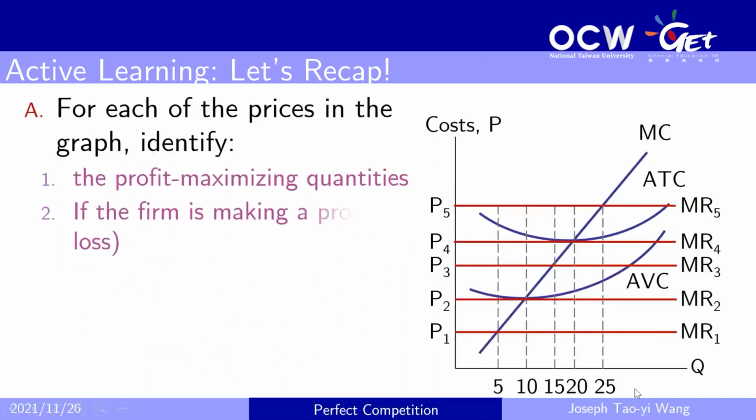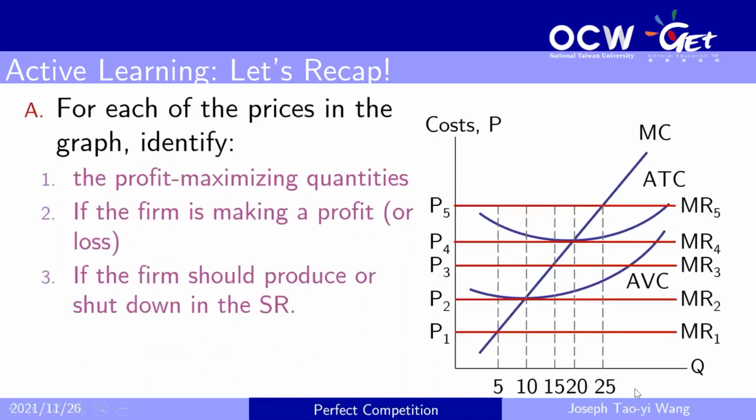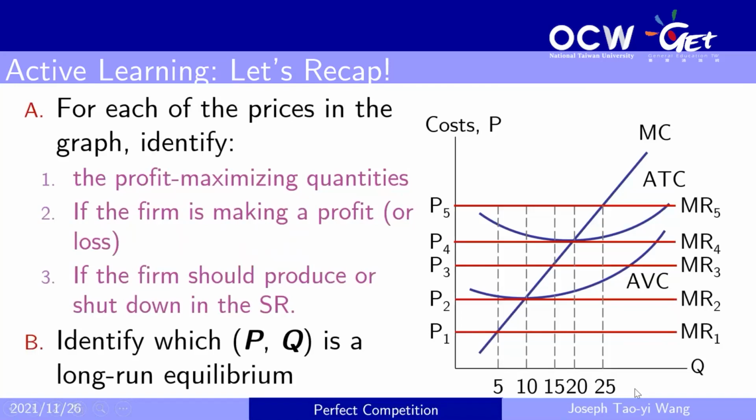All right, so now let's summarize. So here we have an exercise. So for each of the prices, P1, P2, P3, P4, P5, find the profit maximizing quantity and whether or not the firm is making a profit or loss, and should the firm produce or shut down in the short run, and find the long run equilibrium. So let's join.